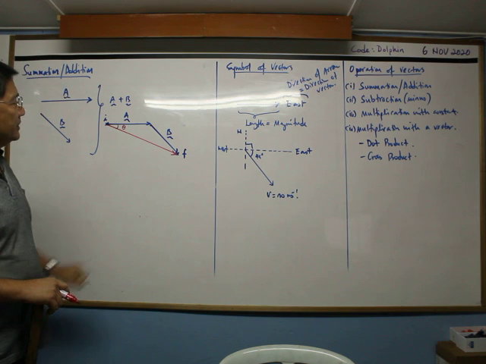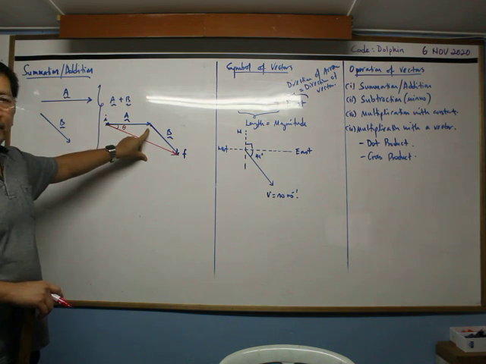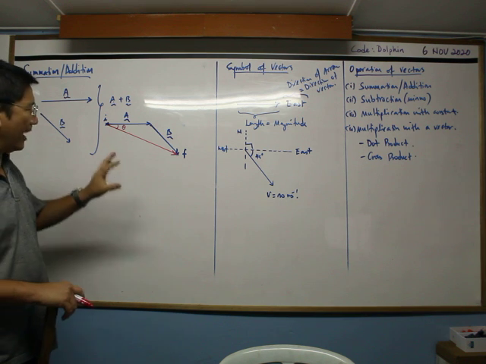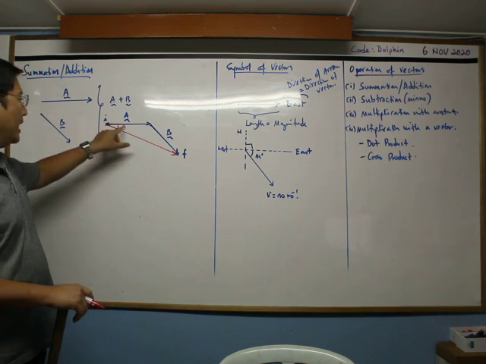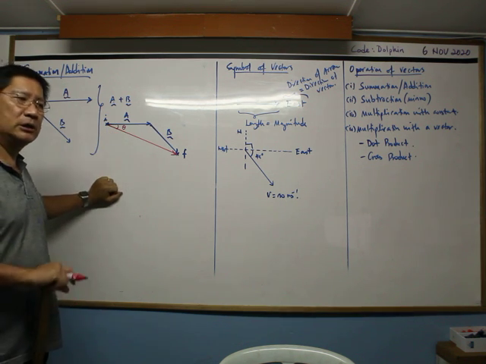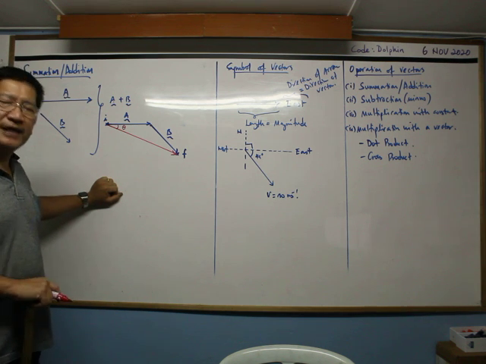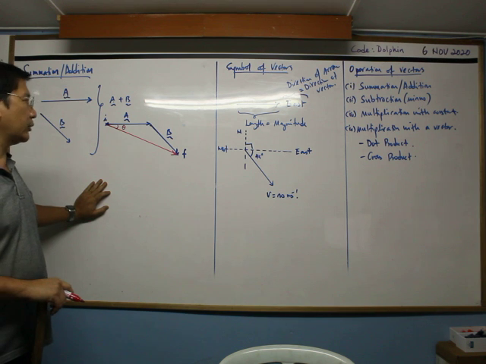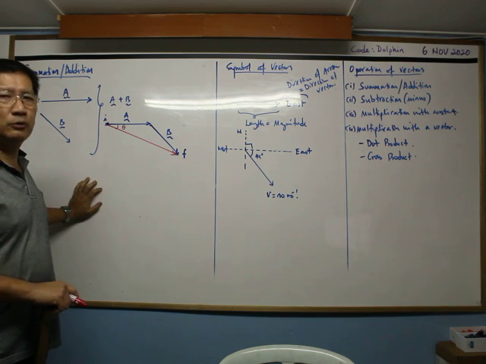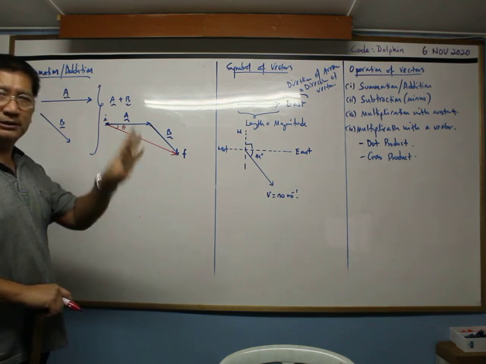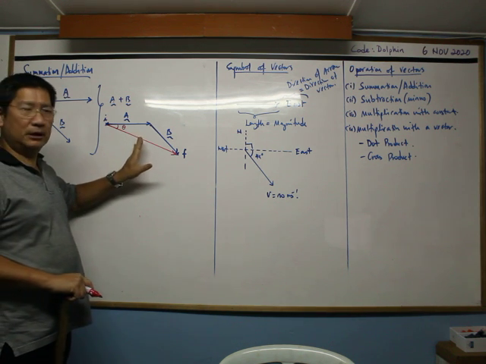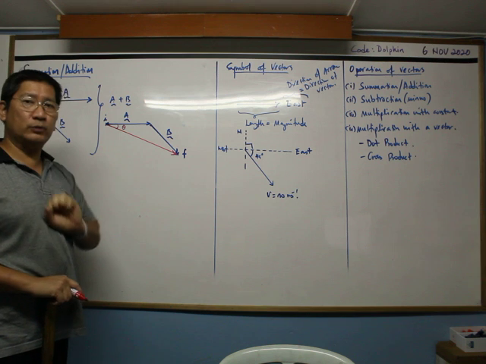Since this one is not 90 degrees, you cannot use the simple Pythagoras theorem to calculate. And for the angle here, you also cannot use the normal sine, cosine or tangent, because this is not a 90 degree triangle. So you have some other formula to calculate. That one I will show you in another example later. So these are just ways to combine two vectors together.